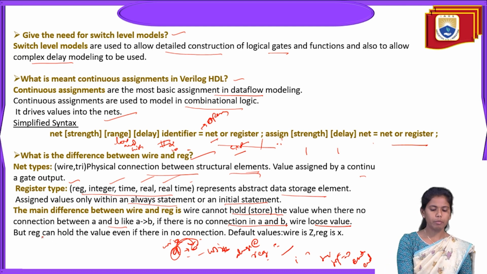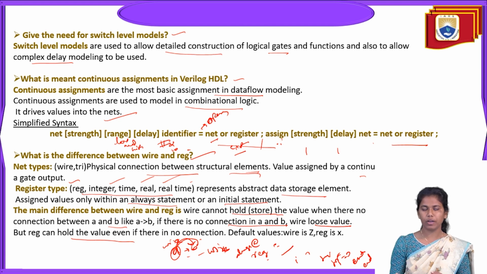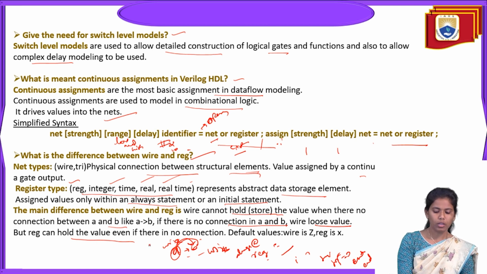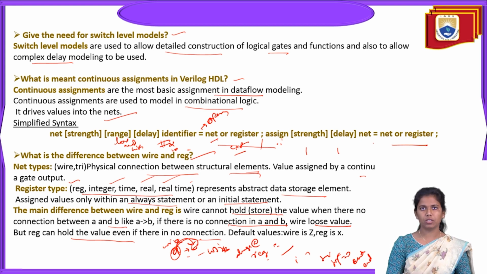Okay. Then coming to reg. Reg is nothing but it holds a value. Okay, it holds a value. Wire doesn't hold a value because it acts as a connector between the two elements. But reg holds a value even if there is no connection. Right? Even if there is no connection, it holds a value. It holds some information in it.